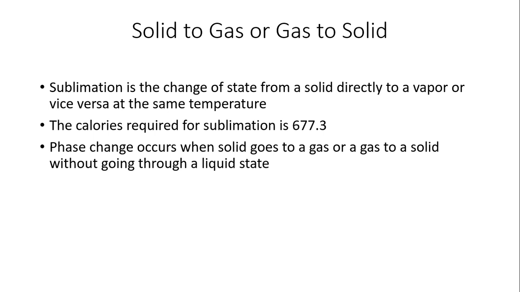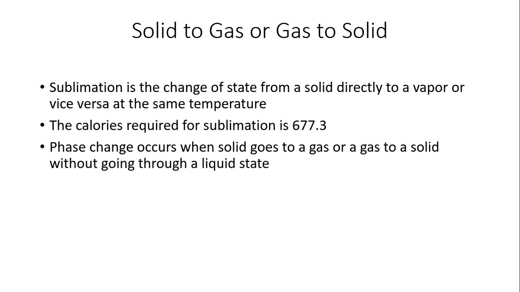Sublimation is the change of state from the solid directly to a vapor, or vice versa, from a vapor to a solid at the same temperature. Look at how many heat calories it takes for sublimation to occur. So, one thing I should mention about this is sublimation is a phase change which occurs when a solid goes directly to a gas, or a gas to a solid, and it bypasses the liquid state.